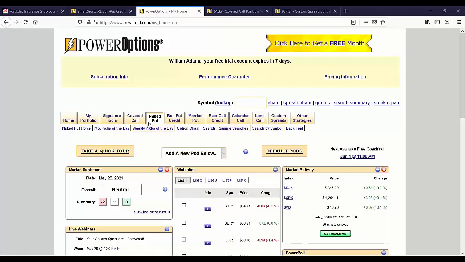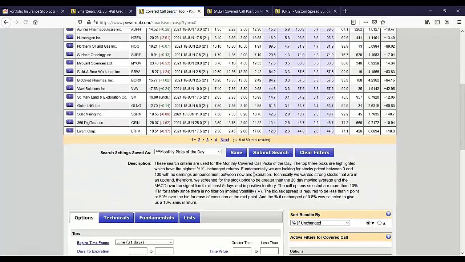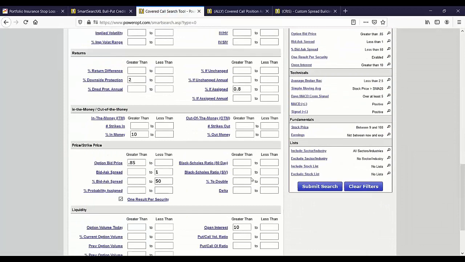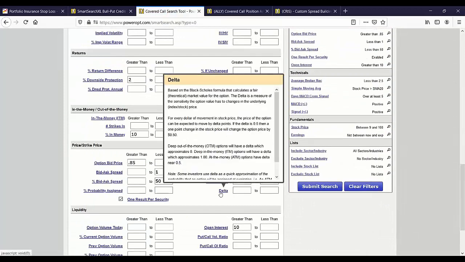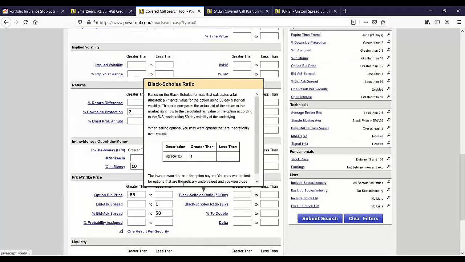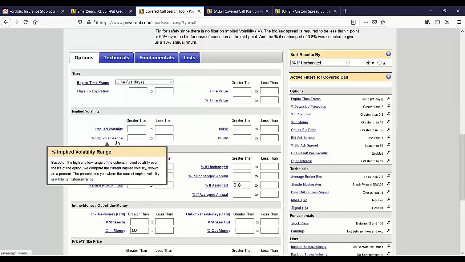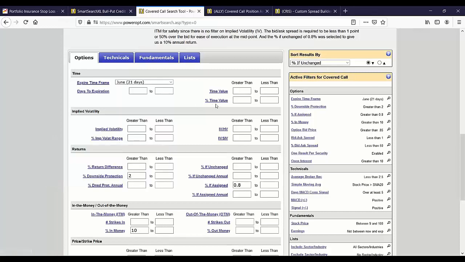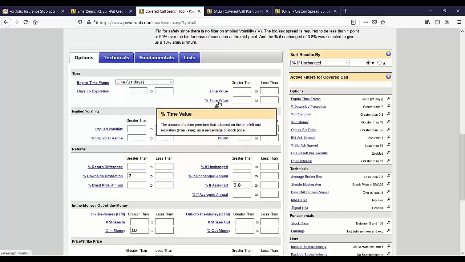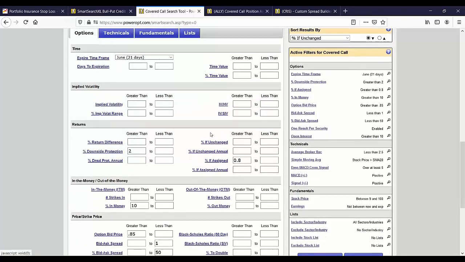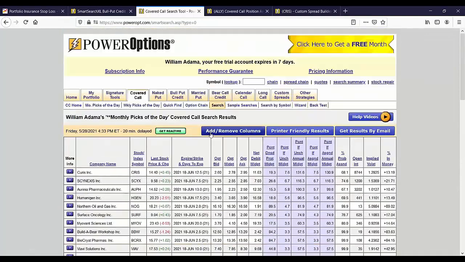To answer your question, in most strategies you can search by a variety of option criteria. Delta, of course, implied volatility. So here's the covered call. You can screen by delta, Black-Scholes ratio, and implied volatility, percent implied volatility range. What I set up for Pierre earlier, Jesus, was to screen by the percentage time value. But the gamma filter is not available for most of the option strategies.